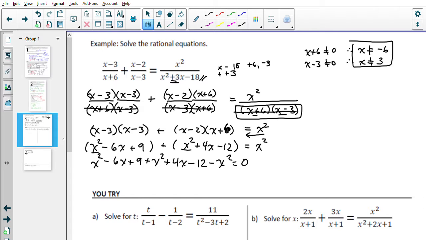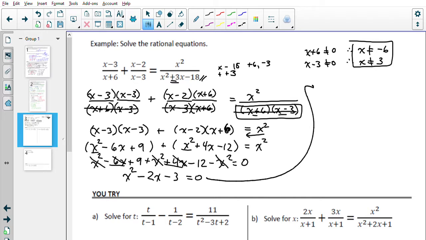So 2x squared is positive and 1 negative means I have x squared total there. Minus 6x and plus 4x makes minus 2x. So my x squareds are gone. Negative 12 and plus 9 makes minus 3, and that equals 0. So I need some more room, so I'm going to move it up here. So I have x squared minus 2x minus 3 equals 0.